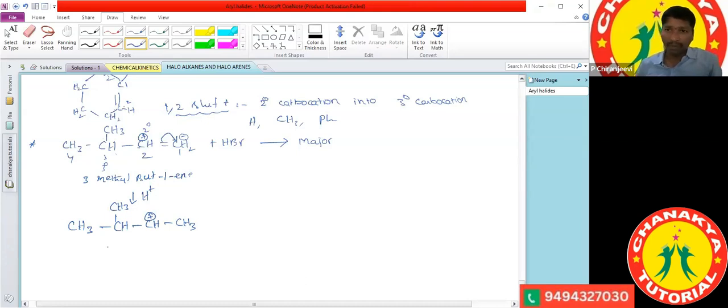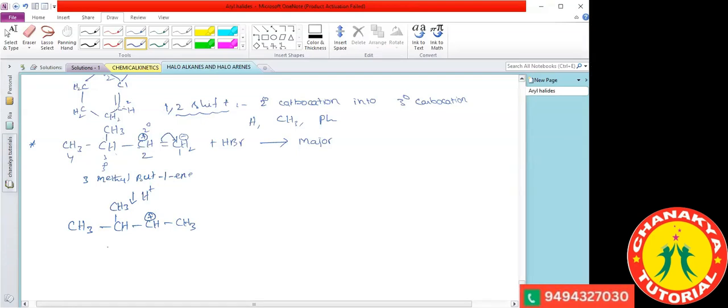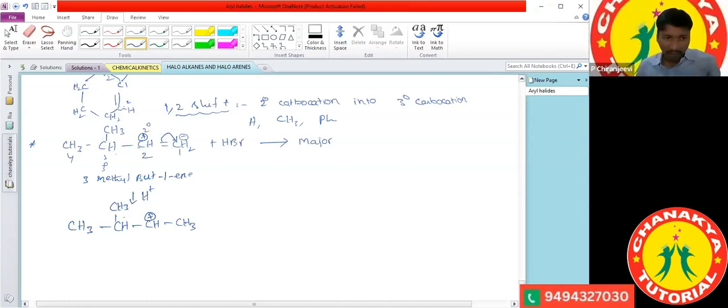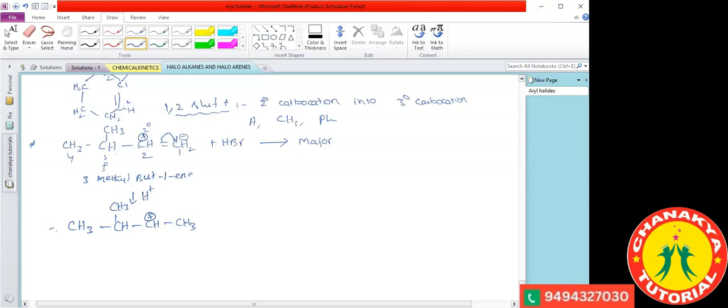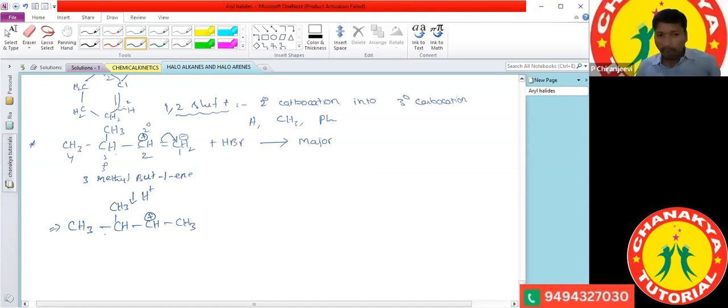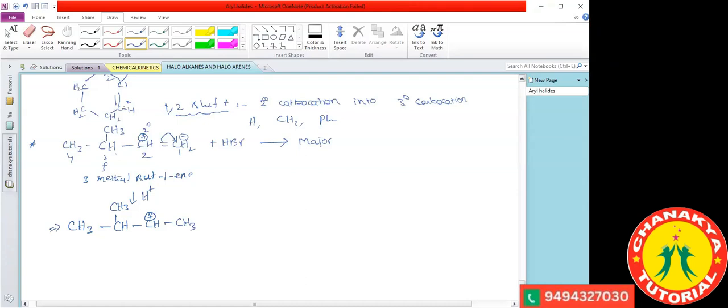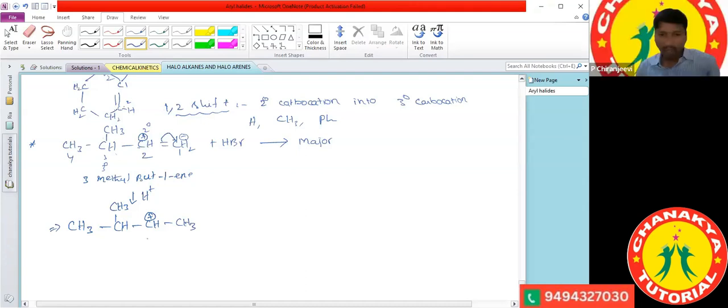First of all, that is my question. Ritu, what carbocation is formed? Either primary, secondary, or tertiary carbocation? Sir, could you repeat the question? So this is the structure we got. The carbocation formed is either primary, secondary, or tertiary. Secondary, sir. Very good, Ritu.